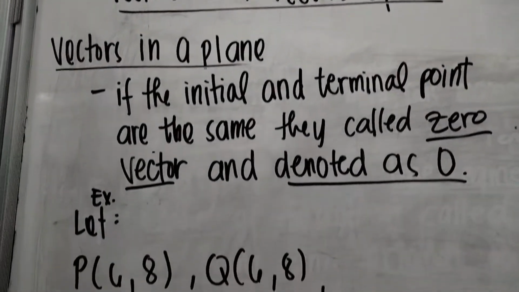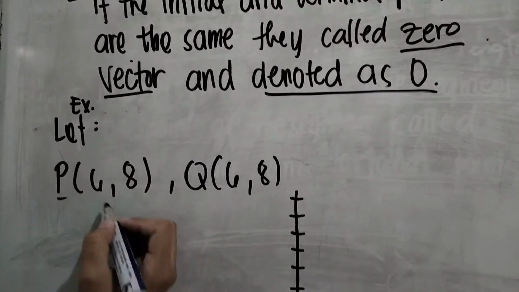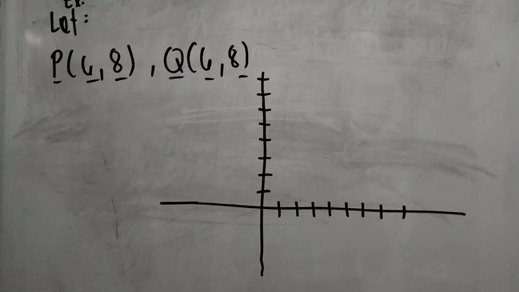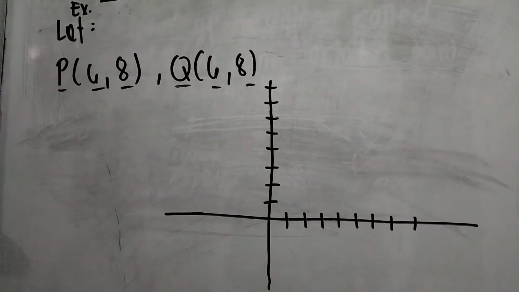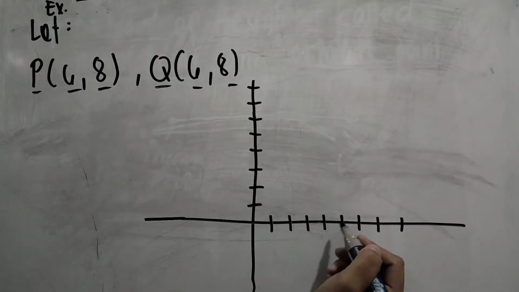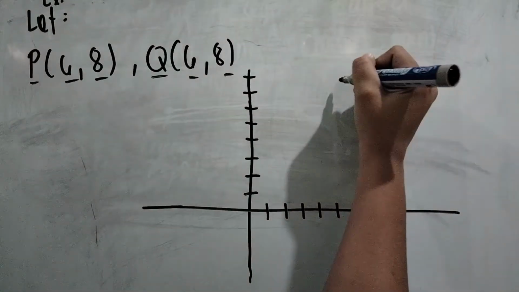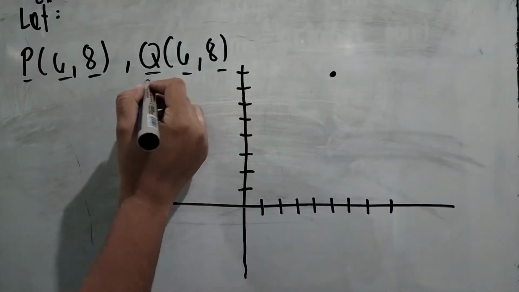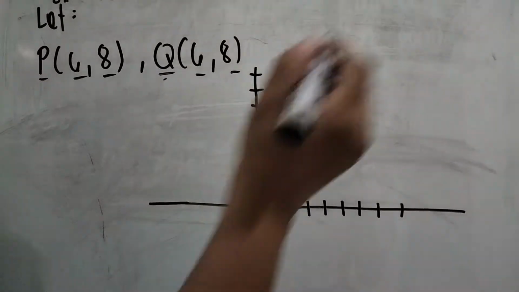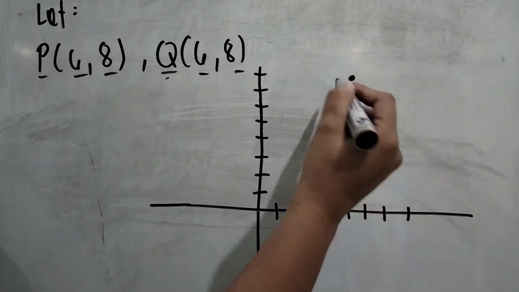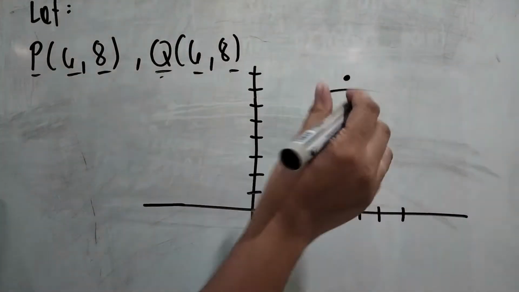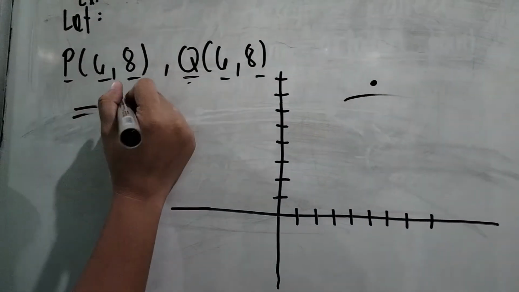So, for example, let P be (6, 8), then Q is (6, 8). So, they are the same. So, i-graph natin ngayon. So, 6 and 8: 1, 2, 3, 4, 5, 6, then 8, dito siya. As well as dito din sa Q, 6 and 8. So, makikita natin na denoted as 0 na siya kasi wala siyang magnitude tsaka wala rin siyang direction. So, pag ganyan yung nangyari, ibig sabihin niyan, denoted na siya as 0 na.